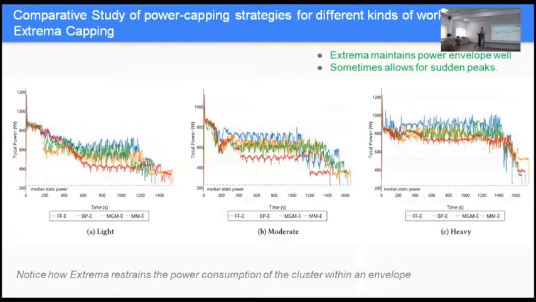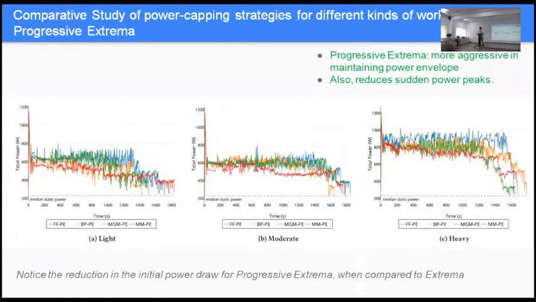Again, we cannot predict. So we've been working on something known as progressive extrema, that is trying to actually reduce the peaks that are there, because it dynamically changes the power band that we have out there. So this is the current research we have as to how to keep the peaks much more aligned to each other.